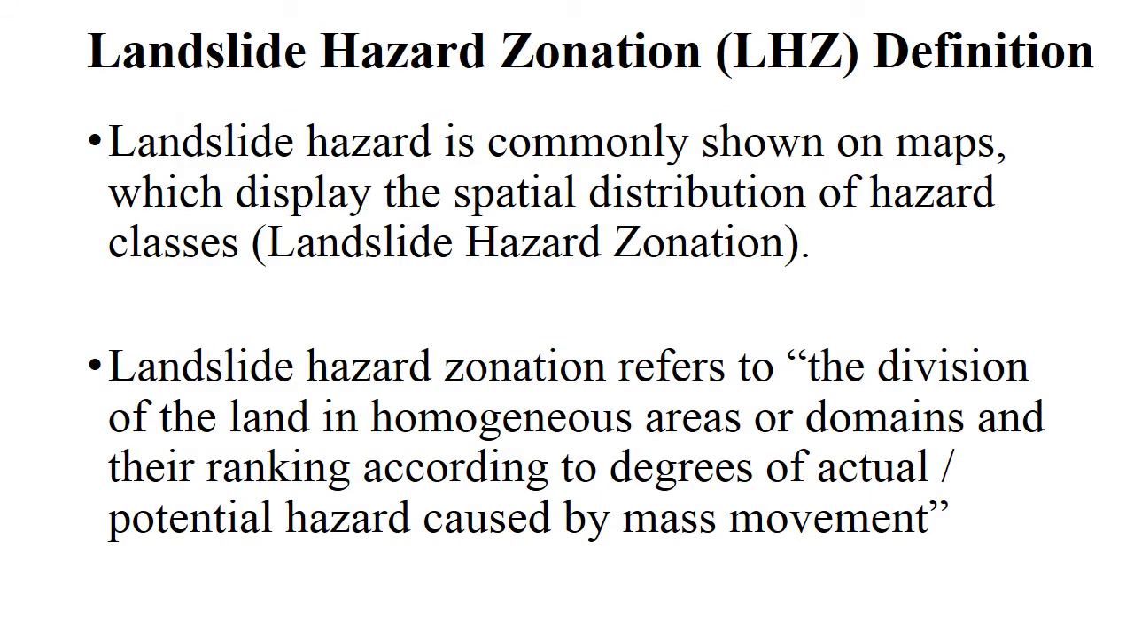So let's talk about the definition. Landslide hazard is basically shown on maps which display the spatial distribution of hazard classes. Landslide hazard zonation refers to the division of the land into homogeneous areas or domains and their ranking according to the degrees of actual or potential hazard caused by mass movement. Right? So it's basically a map which shows the different classes of landslide hazard that is possible.